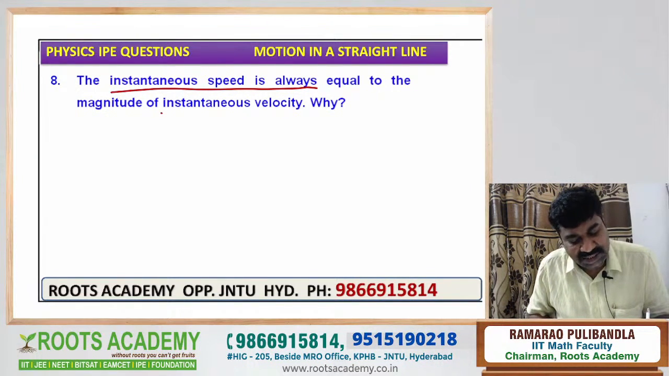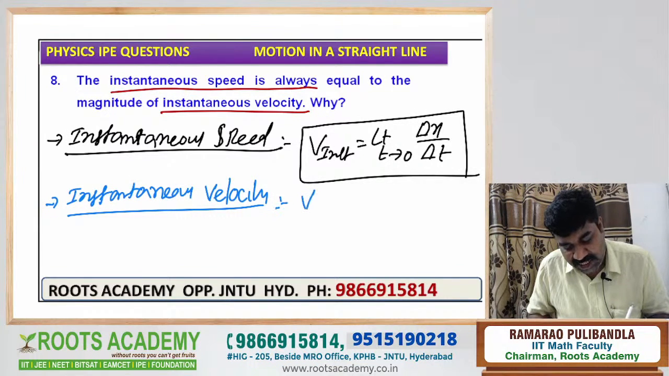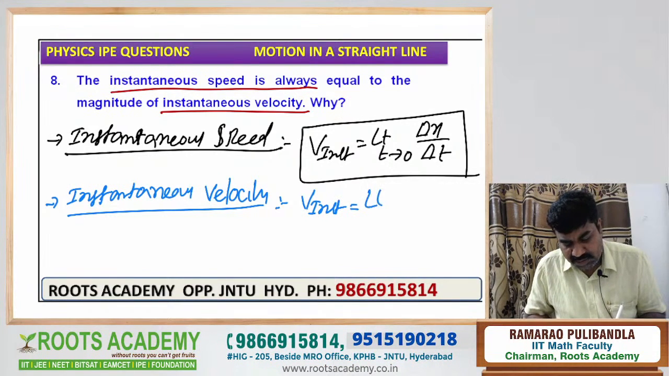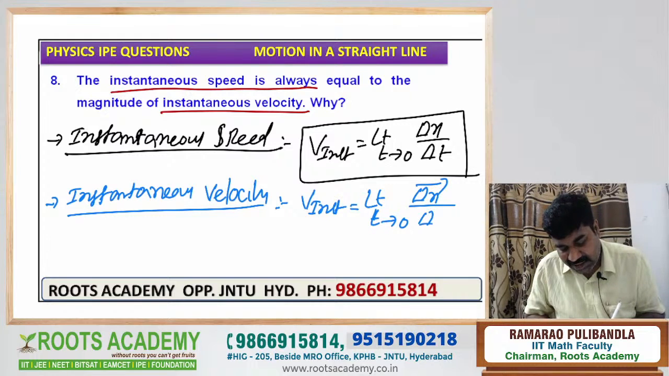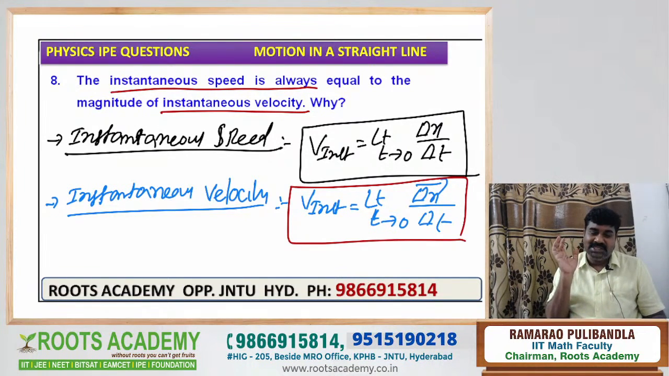Here, what is the instantaneous velocity? Instantaneous velocity is equal to the limit as t tends to 0 of delta x bar by delta t. This is called the instantaneous velocity. In a small interval of time, the distance and the displacement are small, so the distance is equal to the displacement. Total displacement by time is called the average velocity.